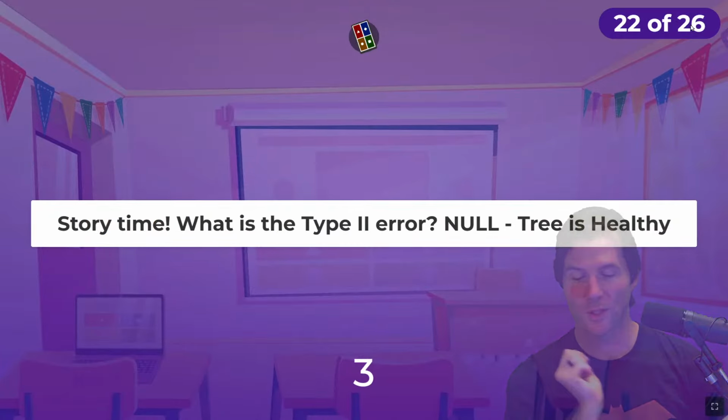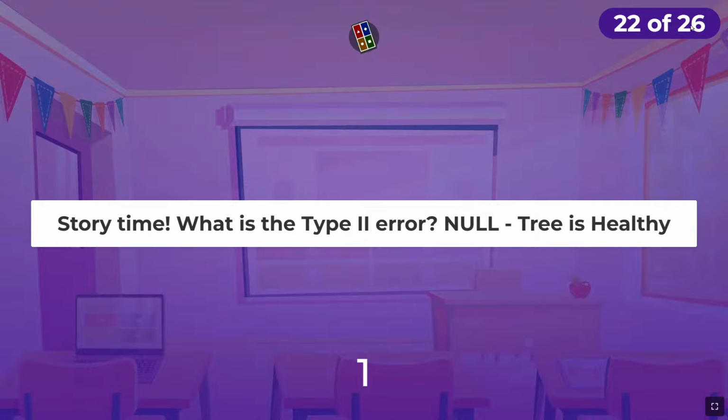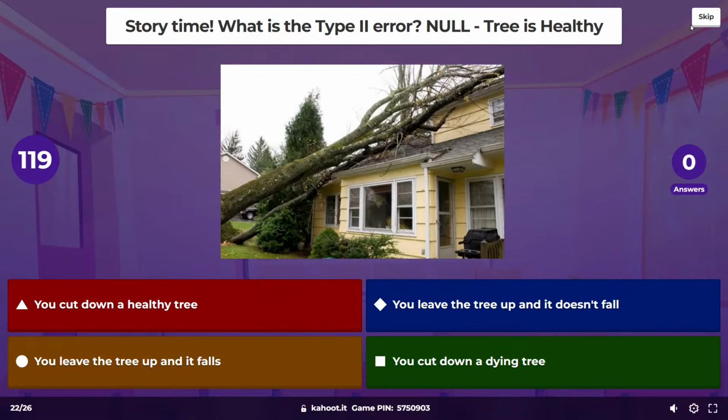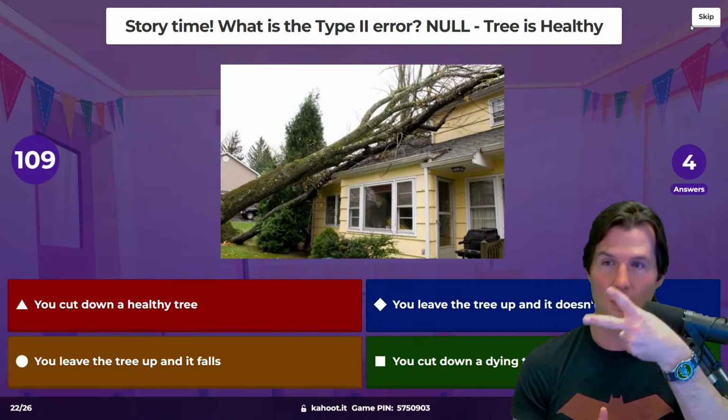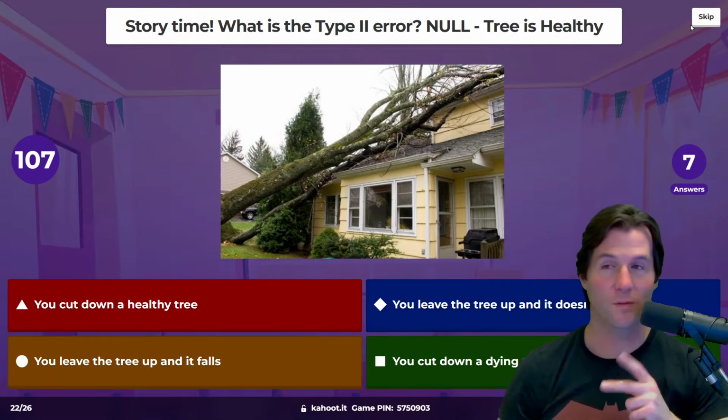Here we go. Story time. The null hypothesis is that the tree is healthy. What the heck happened? You made a what error here? You made a type 2 error, and the answer is kind of indicative in the picture, so I guess I gave it away. But think about this. In a type 2 error, the null is what, and we what it? Who wants to finish off that sentence?